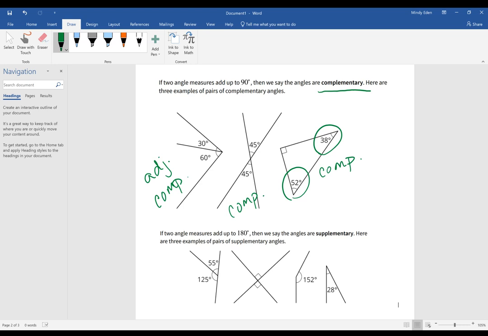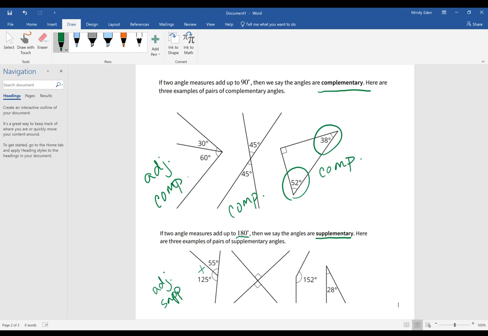The other word is supplementary. So, supplementary means two angles that add up to 180. So, on my first example, we've got adjacent angles 125 and 55. So, if I add those together, I would get 180 degrees. So those are adjacent and they're supplementary.